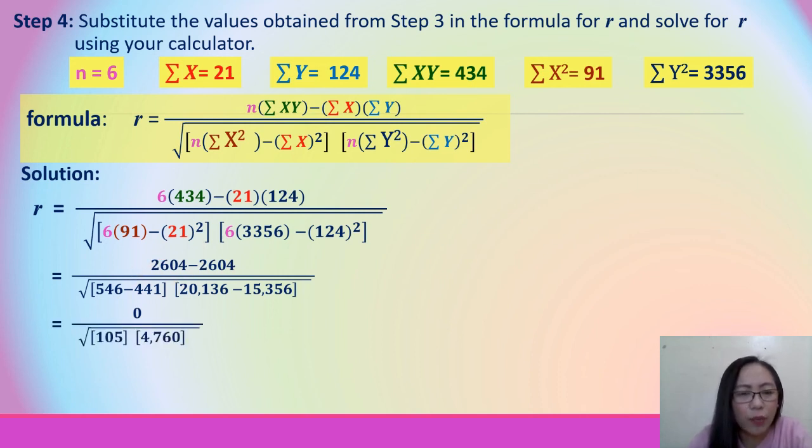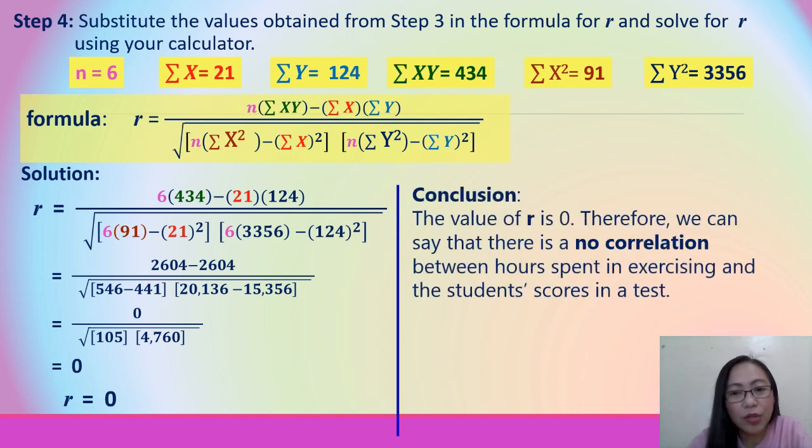So 0, and then we have here the values in the denominator, 546 minus 441, 105, and 20,136 minus 15,376 is 4,760. Since we already have 0 in the numerator, that brings everything to be 0. And therefore, we have r is equal to 0. Do you remember in our scale what is the interpretation of r equals 0? Yes, I guess you remember, but if r is equal to 0, we have no correlation.